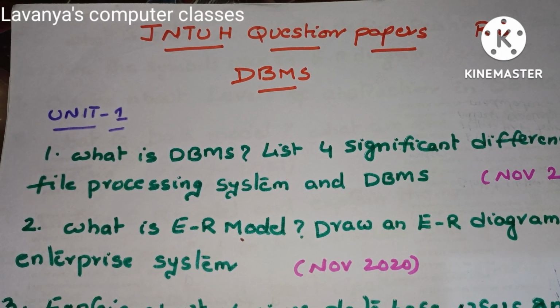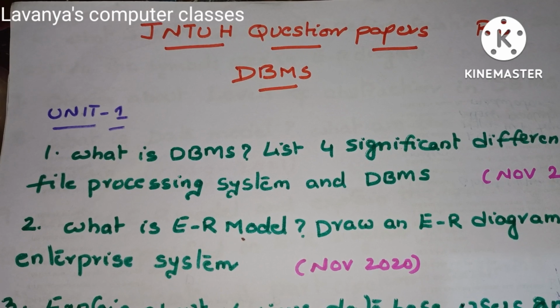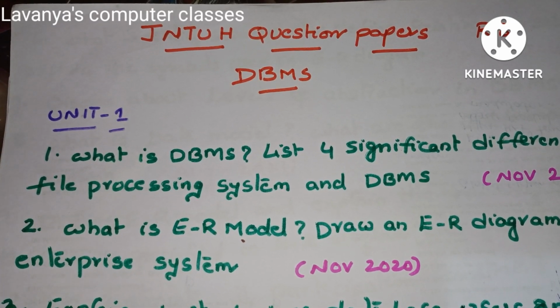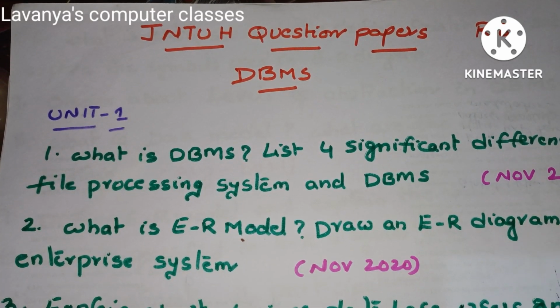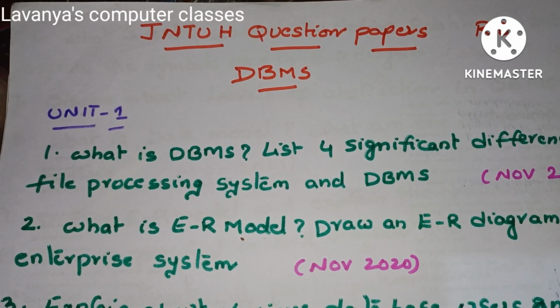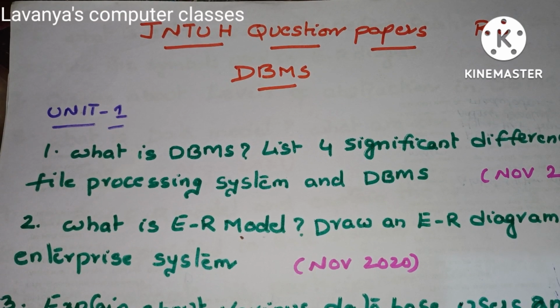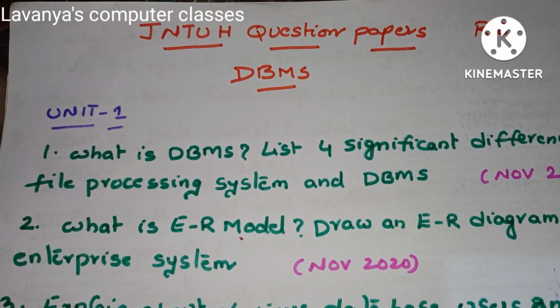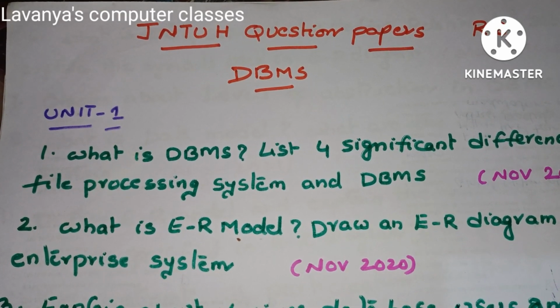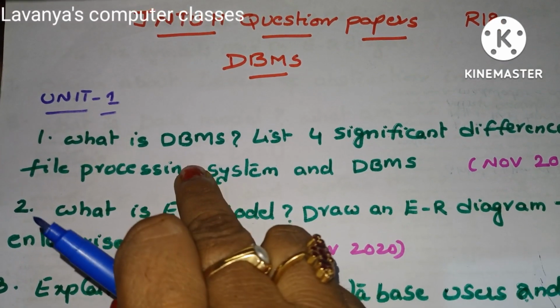So these all have repeatedly come in the university examination question papers. Very important questions. Concentrate more on this video and watch it until the end. Read these questions, then we can get some idea of which units and which questions came. Okay. So unit 1, what is DBMS?